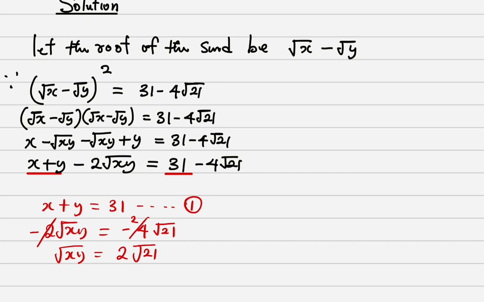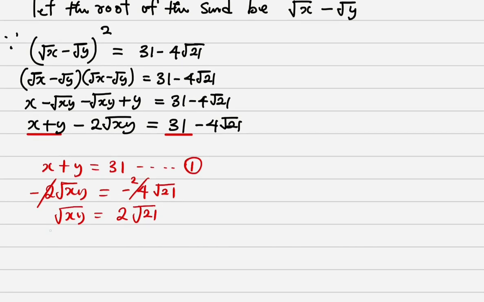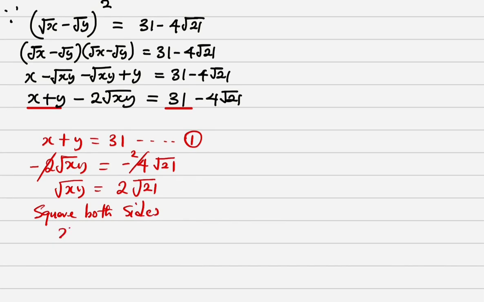Now, it is not enough for me to leave it like this. I will square both sides, okay? On squaring both sides, I'm going to have xy is equal to 4 into 21. So, xy is equal to 84. This will be my equation 2. So, I'll solve it simultaneously.